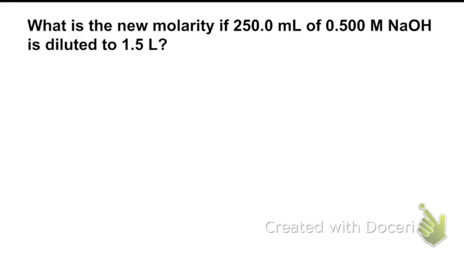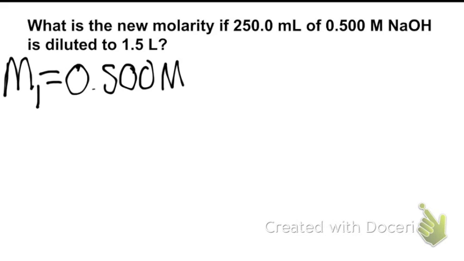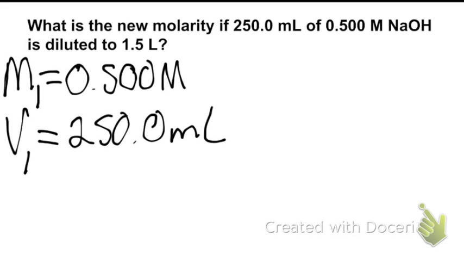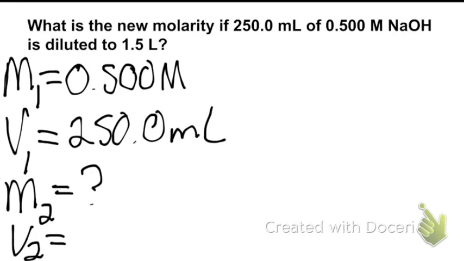All right, so what is the new molarity if 250 milliliters of 0.500 molar NaOH is diluted to 1.5 liters? So we write down what we were given. We were given our first molarity of 0.500 with a volume of 250 milliliters. We want to know what the new molarity is. And we know that the volume was changed to 1.5 liters.